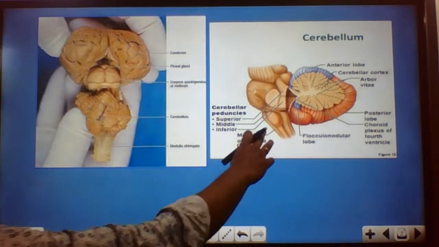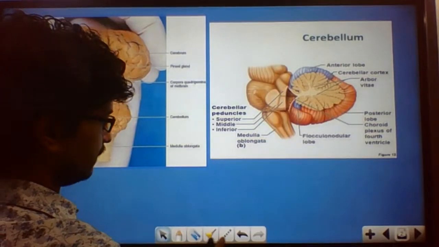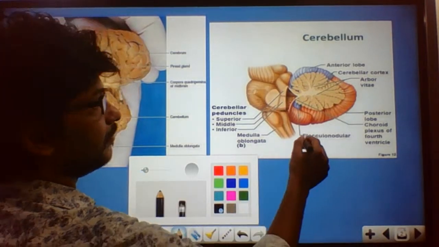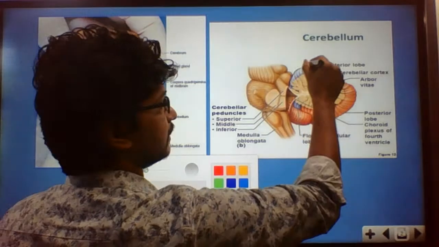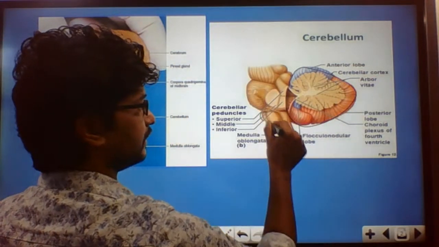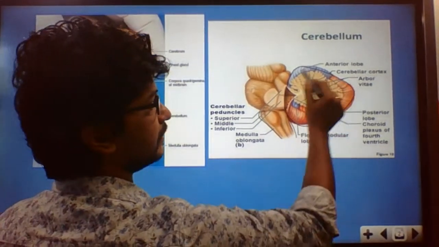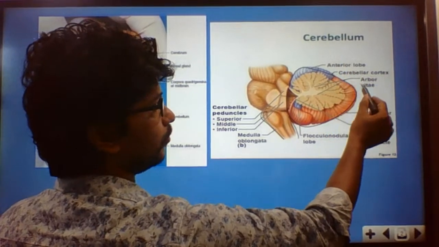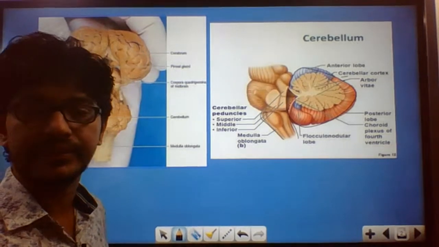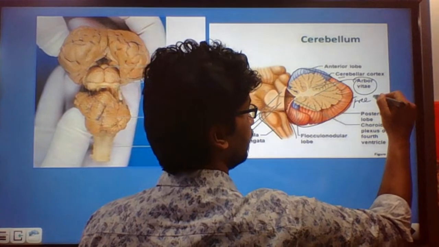In this case, you can see the cerebellum part. This image shows the view of the cerebellum; this area we call the cerebellum. Here you can see the pons and medulla oblongata. This part is the cerebellum anterior lobe, and you have the cerebral cortex. I told you it's the tree of life, which can otherwise be called arborvitae. So this is called the tree of life.